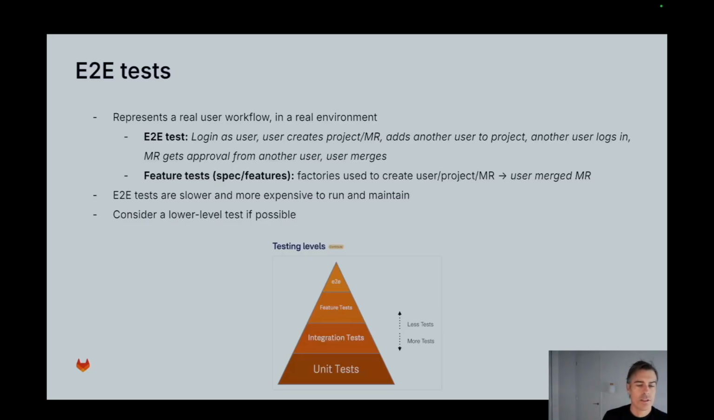At GitLab, we have low-level tests. The next level down is the feature tests. In those tests, a similar test would be, we would use factories to set up all that data. We would navigate straight to the merge request page and merge the merge request. So there's a difference there between a full user workflow and testing a particular feature. End-to-end tests are slower and more expensive to run and maintain, so we need to keep that in mind. So if we can test functionality at a lower level, then we should do so.